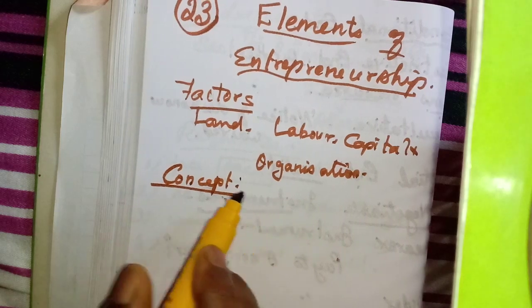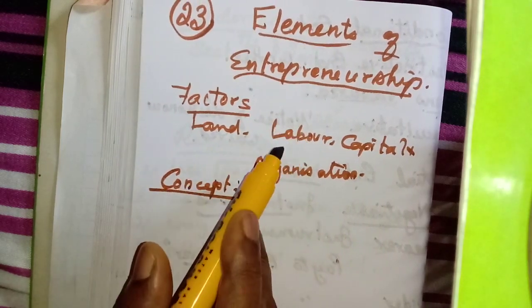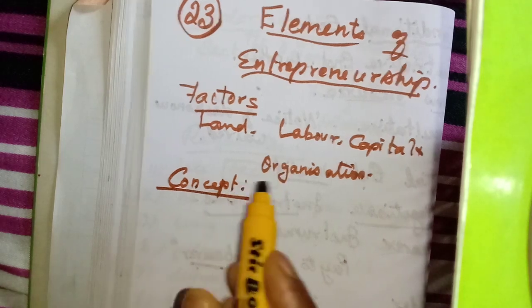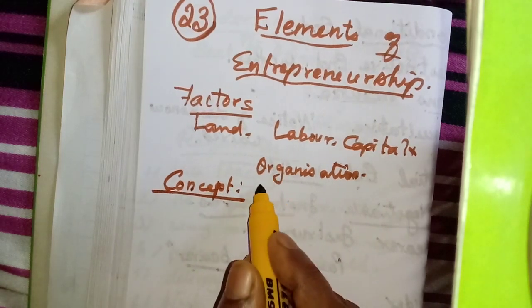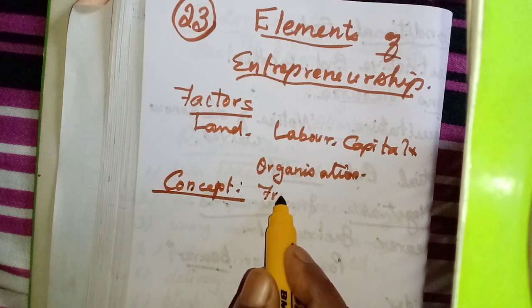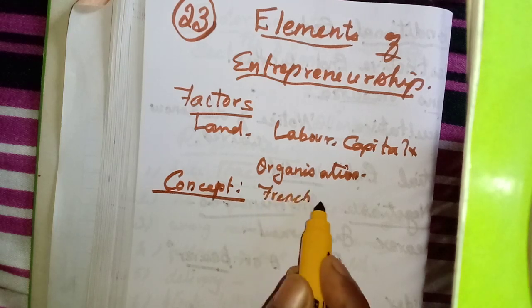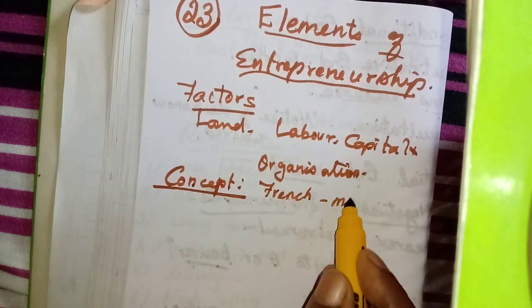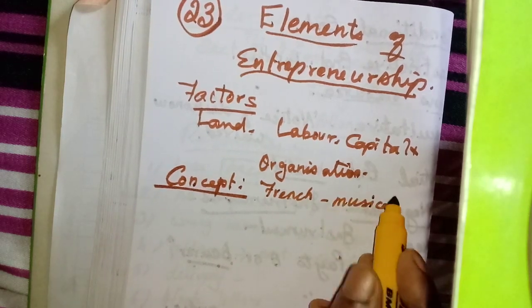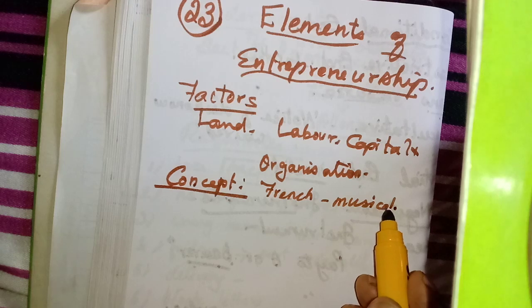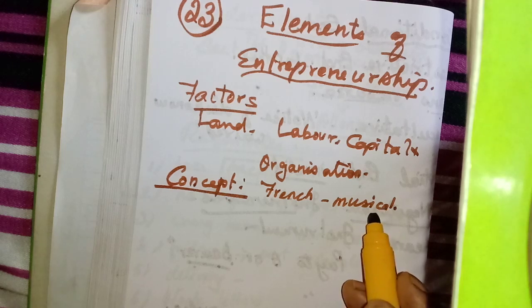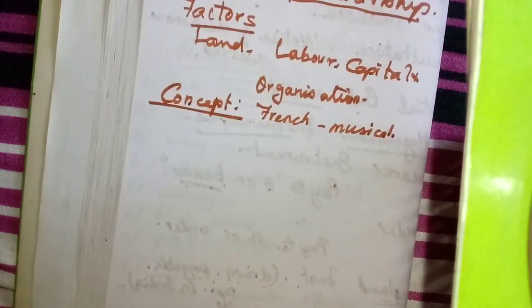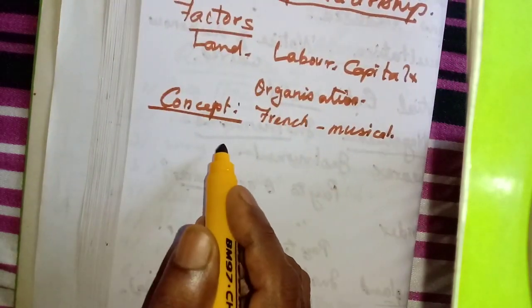Then first we will learn the concept, how this word came into being in the world. This word entrepreneur has come from the French word entrepreneur. The meaning of this is organizing an entertainment, musical entertainment. Or you may be an organizer of a dance program, any entertainment. If a person is organizing, he is called an entrepreneur.